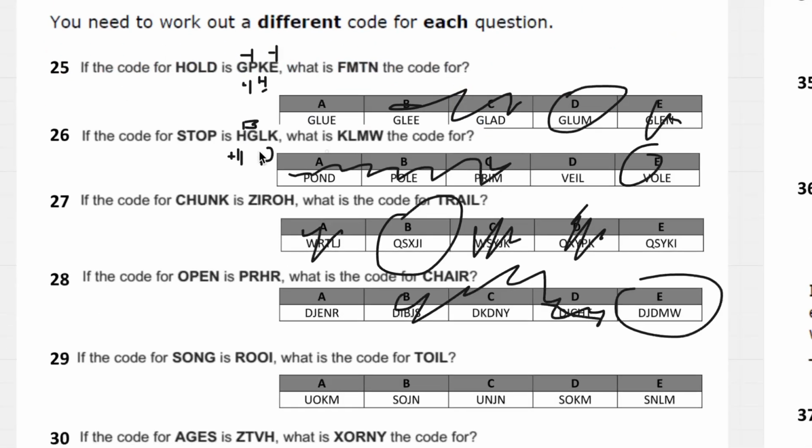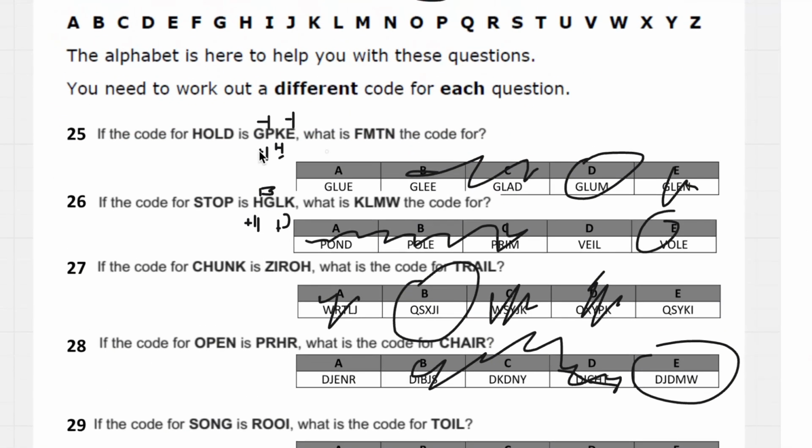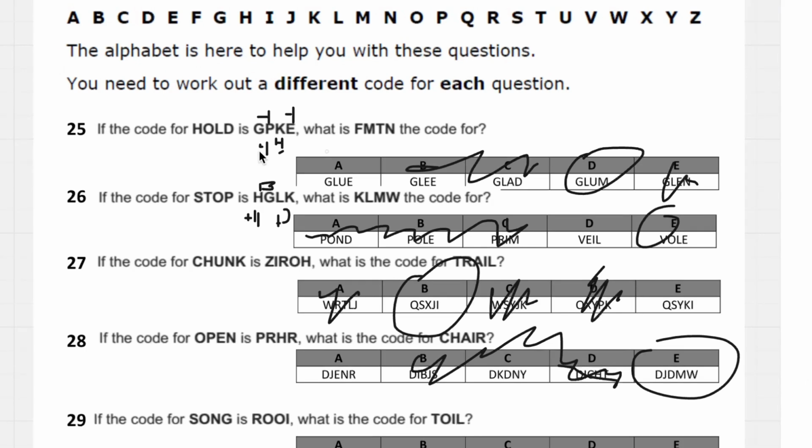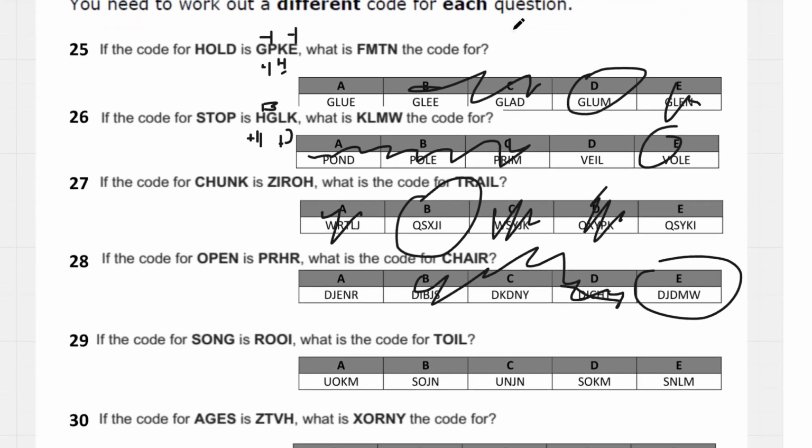And then question number 29, I'm just going to keep it there so we can see the alphabet. And then we get S to R minus 1, T minus 1 will be S. So I'm going to scroll down, we can cross out this, this.